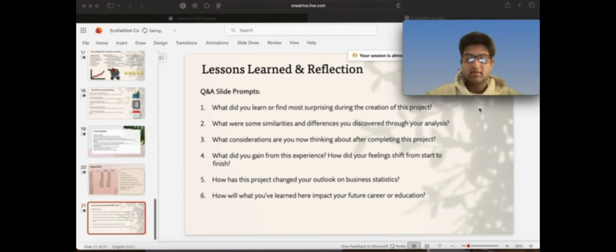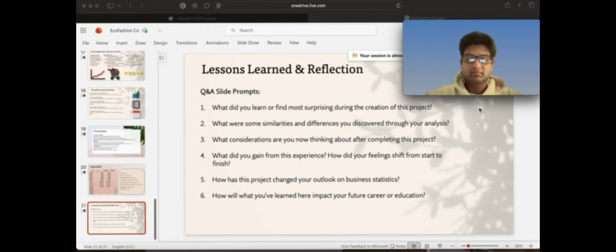For number five, this project changed my outlook by showing me that business statistics are not just abstract calculations, but also practical tools for decision making. Techniques like t-tests, ANOVA, and forecasting provided concrete answers to real business questions. Statistics became less about formulas and more about understanding trends, testing assumptions, and reducing uncertainty in planning.